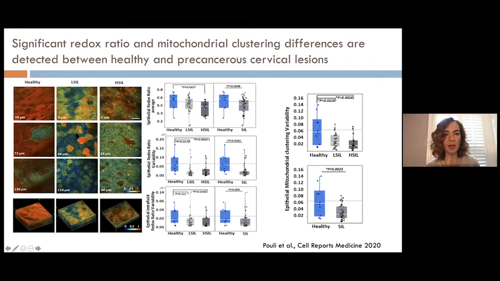These are corresponding images and metrics that are associated with the redox ratio. So we see a significant change in the overall redox ratio across the epithelium at the high-grade level. These differences are not significant yet for the low-grade lesions. Nevertheless, when we quantify the variability of the redox ratio as a function of depth, then we can get significance even for the low-grade lesions. So these metrics of metabolic heterogeneity are very interesting and can be very important. And it's certainly something that we're not able to look at clinically.